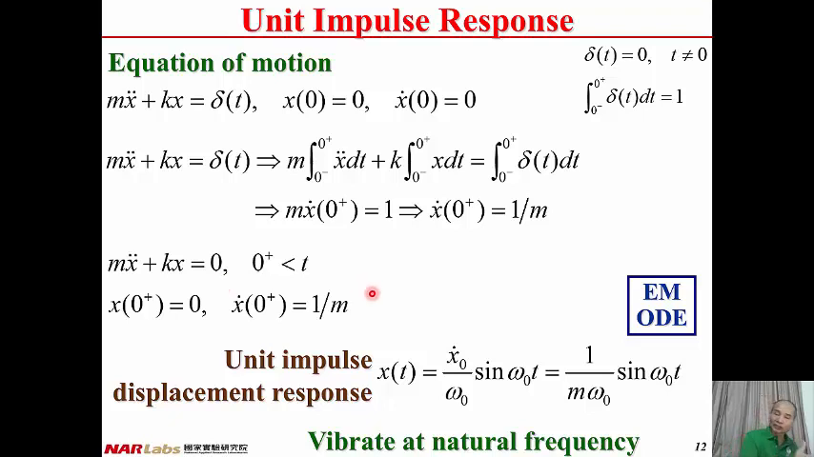From the result of the previous lecture, this is lecture 2, we can solve x(t). x(t), the unit impulse displacement response, equals x0 dot divided by omega 0 times sine omega 0 t. Because x0 dot equals 1 divided by m, the displacement equals 1 divided by m omega 0 times sine omega 0 t. Therefore, the displacement vibrates at the natural frequency, that's the structural frequency omega 0.